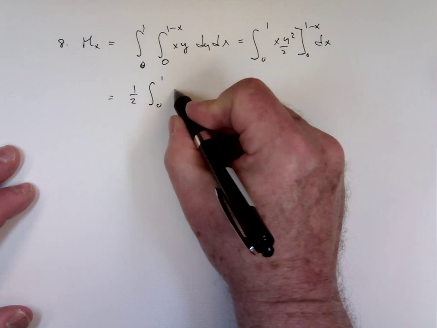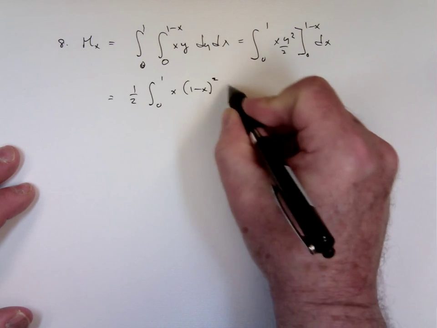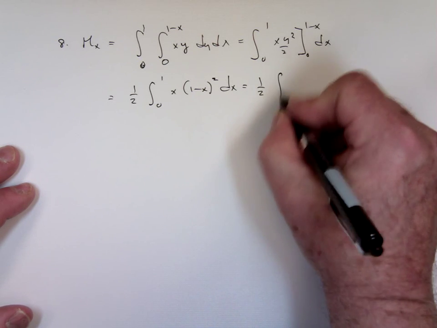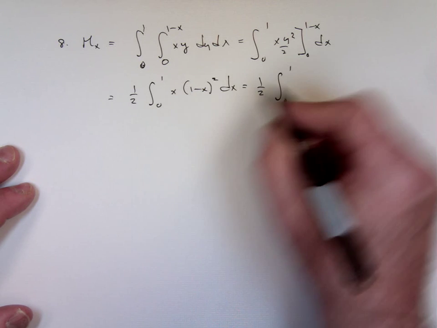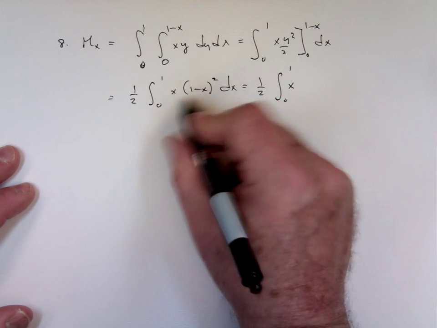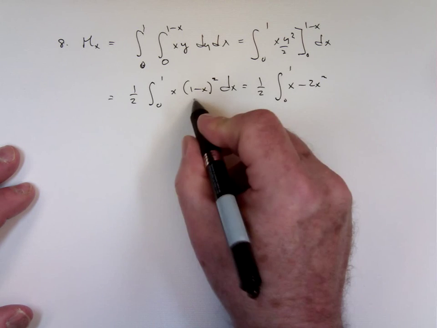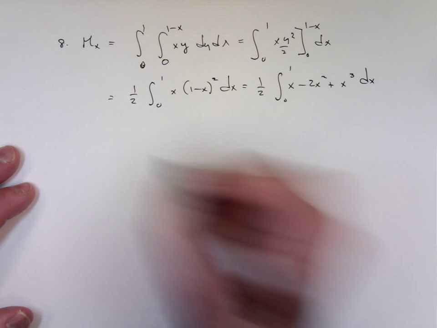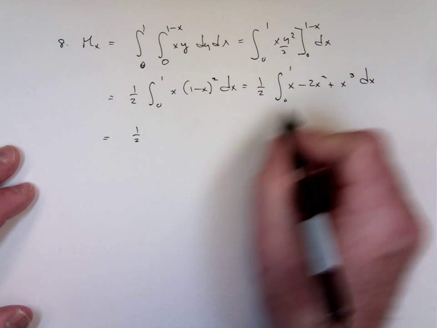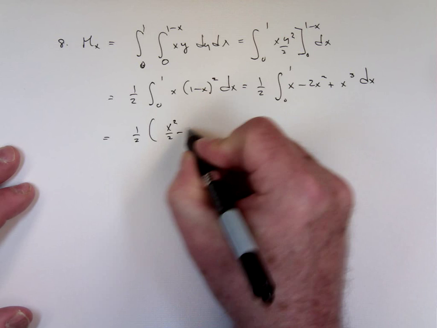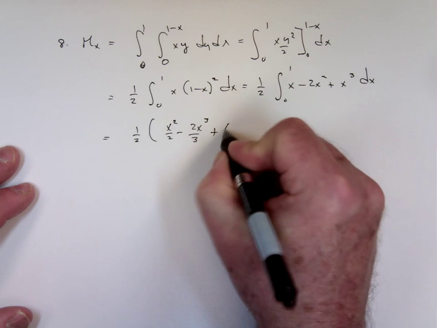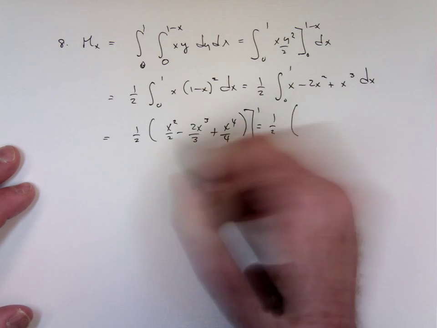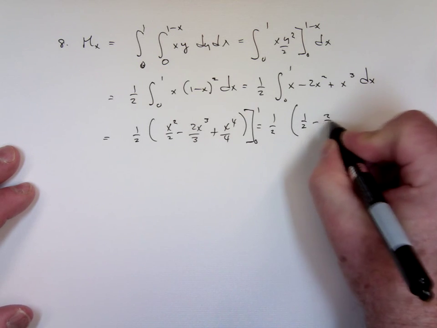Substitute in for the y, the 1 minus x. I would multiply this out. So we're going to have a 1 here, so times x. Middle term is minus 2x, so it's minus 2x squared. Plus x squared times x, x cubed. Okay. We get 1/2 times x squared over 2, 2x cubed over 3, x to the 4th over 4. We'll have a 1/2 minus a 2/3 plus a 1/4.